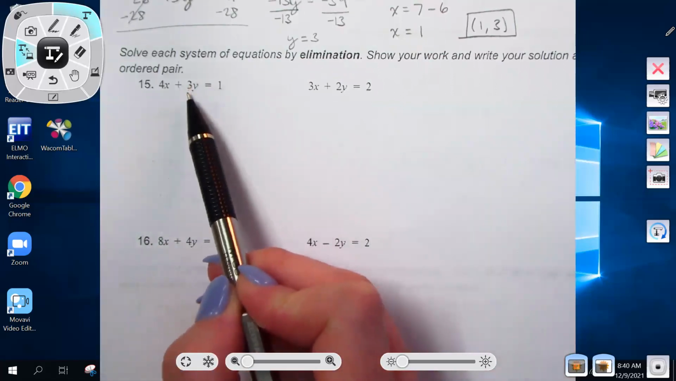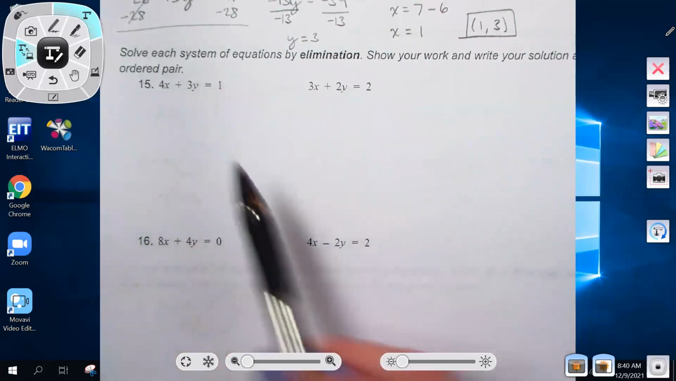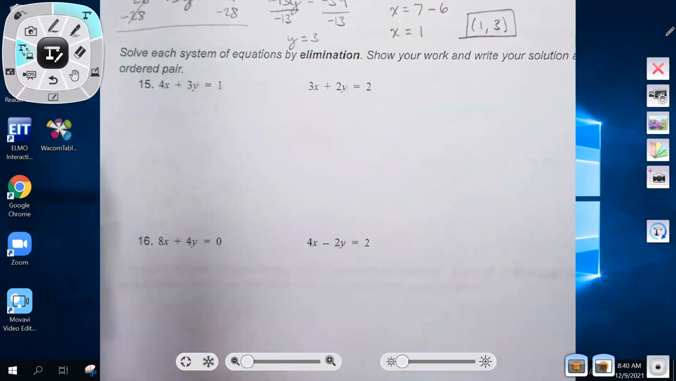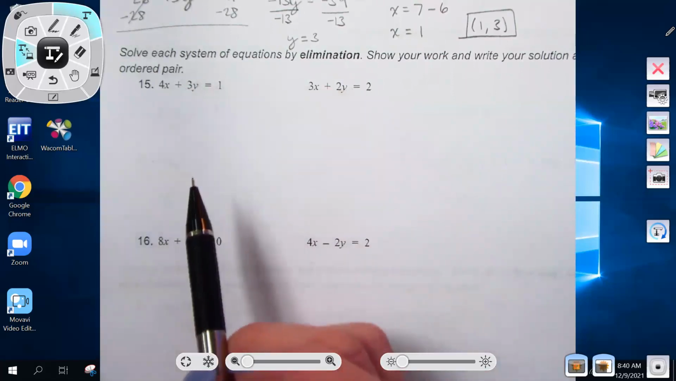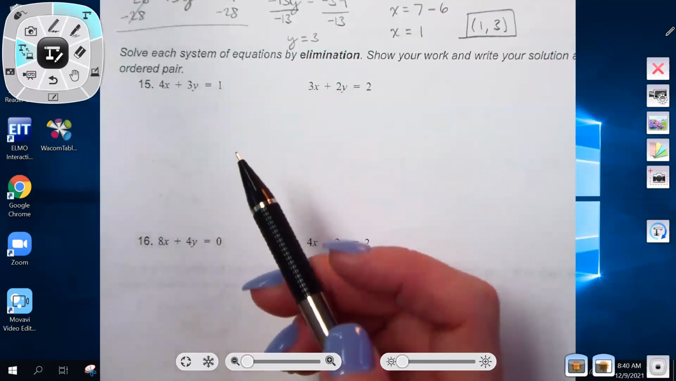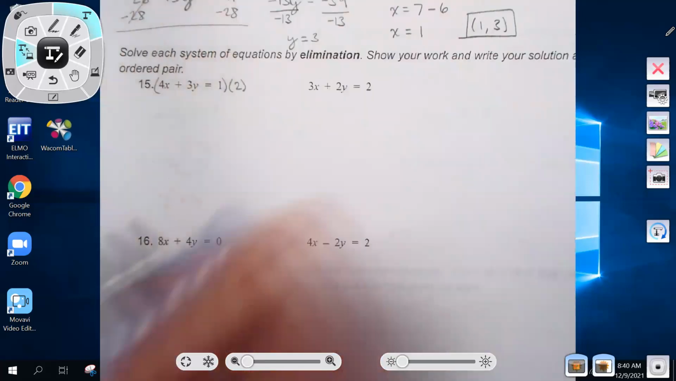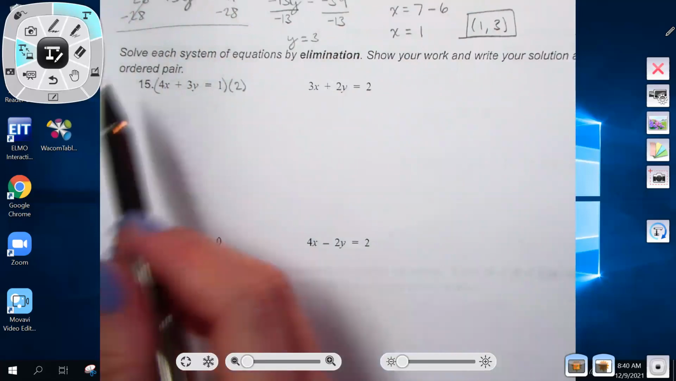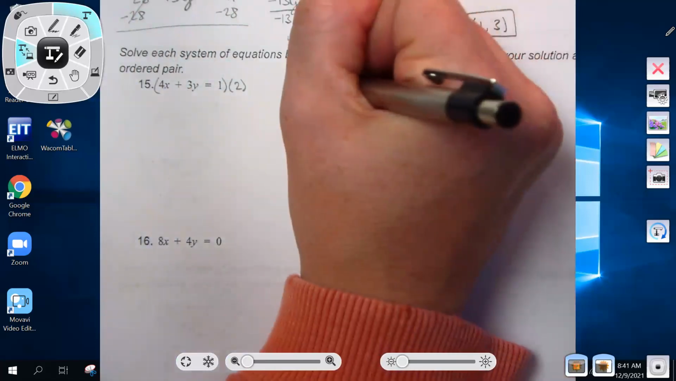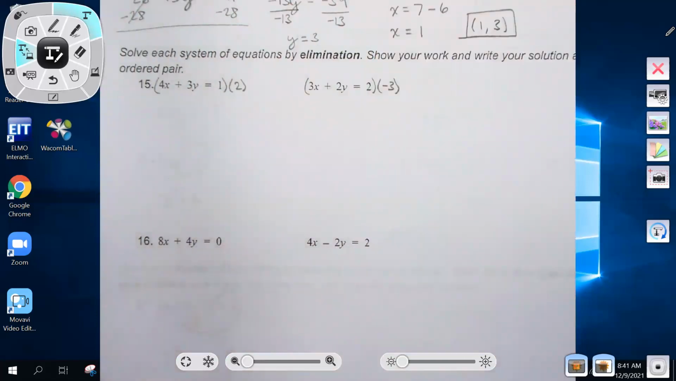So if I want to get rid of the y variable, right now we have a +3 and a +2. So a common multiple would be 6. If I make them both have a coefficient of 6, as long as one of them is negative, then they will cancel out. +6 and -6 would cancel. So if I multiply this first equation by 2, that's going to give me a +6y. That means I need to multiply the second equation by -3, so that would give me a -6y.